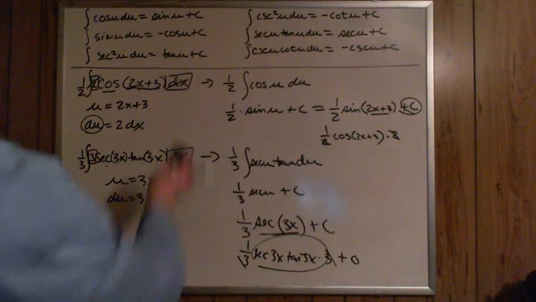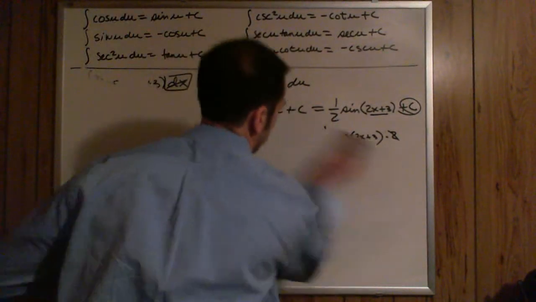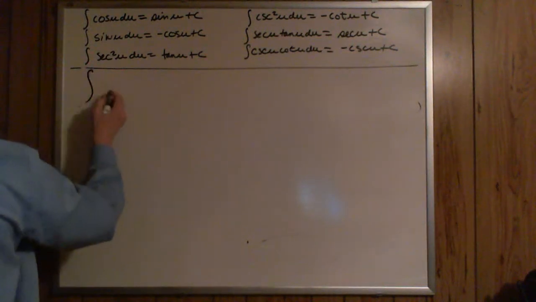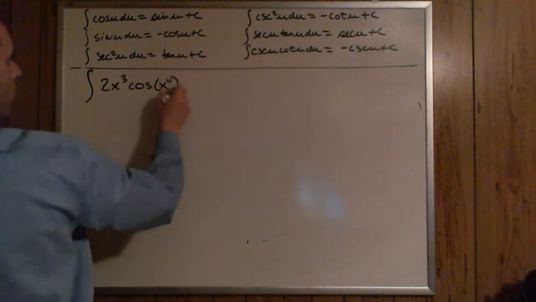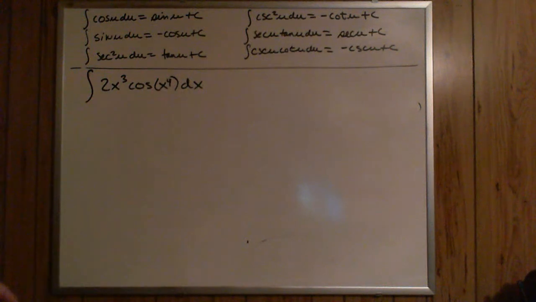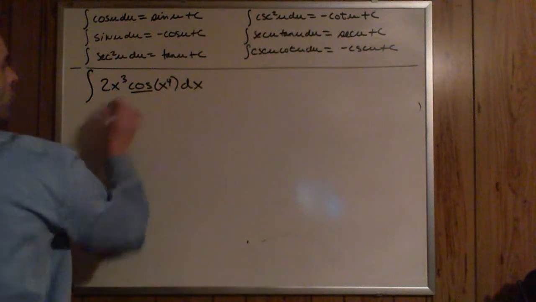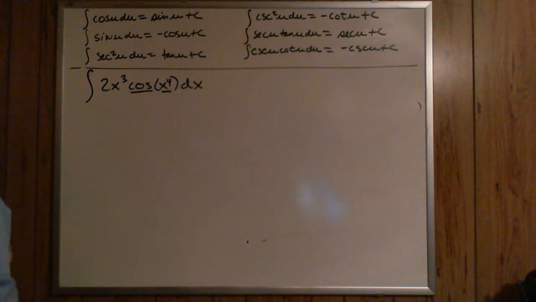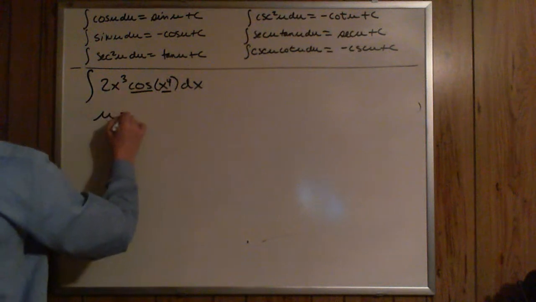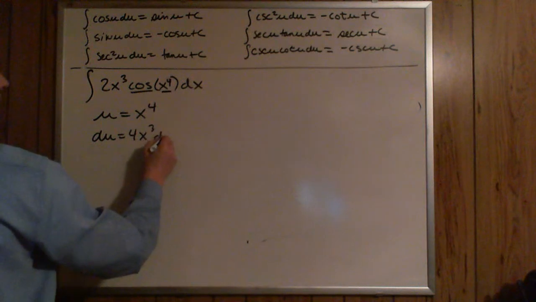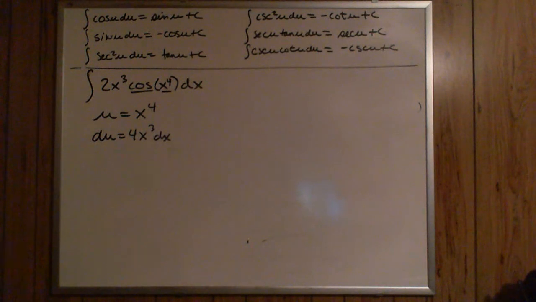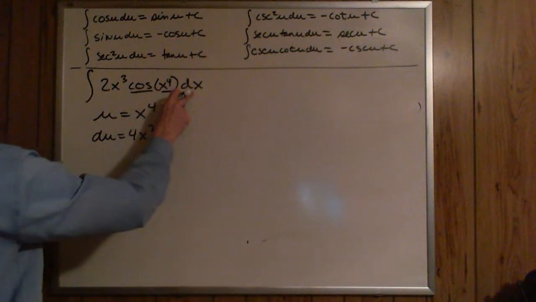Next, let's take a look at, suppose we have the indefinite integral of 2x cubed times cosine of x to the 4th dx. So again, try letting u be equal to the inside stuff of a function. So my function is cosine. Its argument is x to the fourth, the inside stuff. So u would be equal to x to the fourth, and du would be equal to 4x cubed dx. So it looks good because I have an x cubed dx present in the integrand.